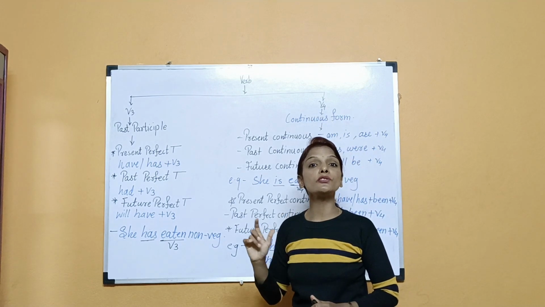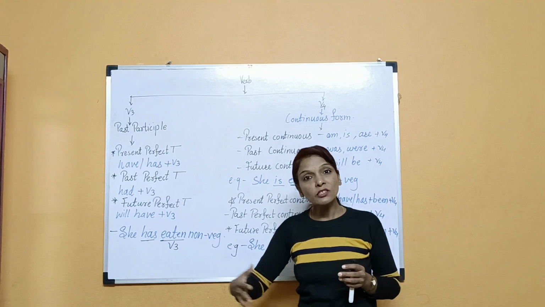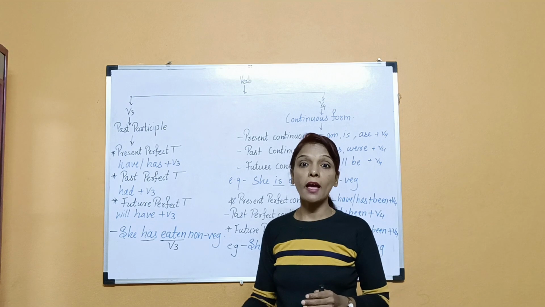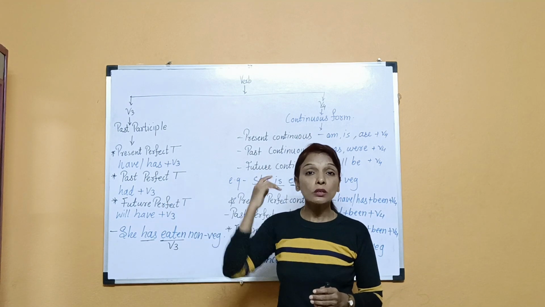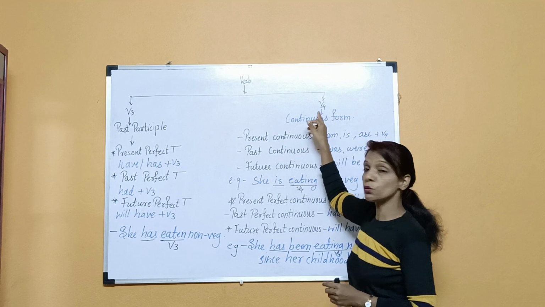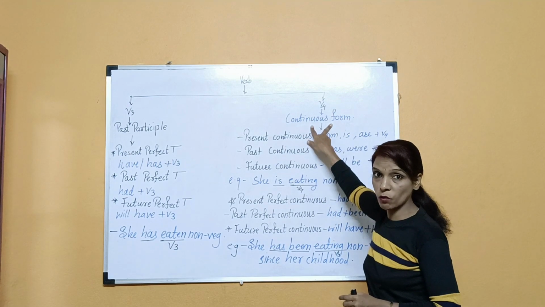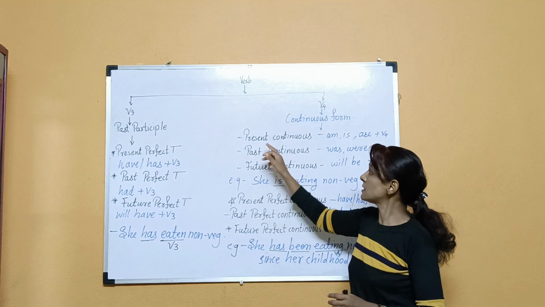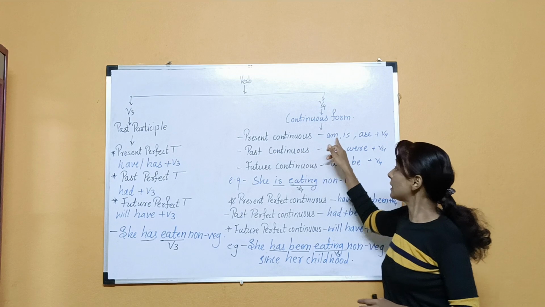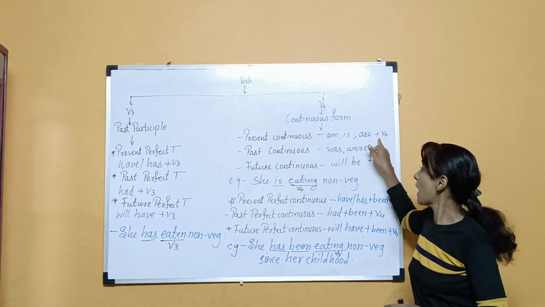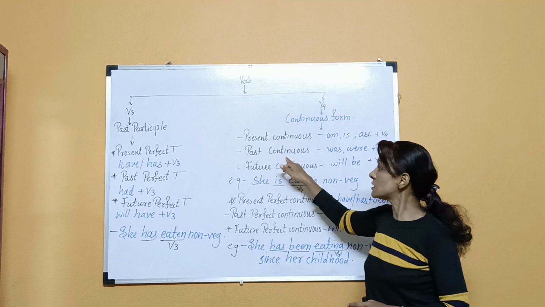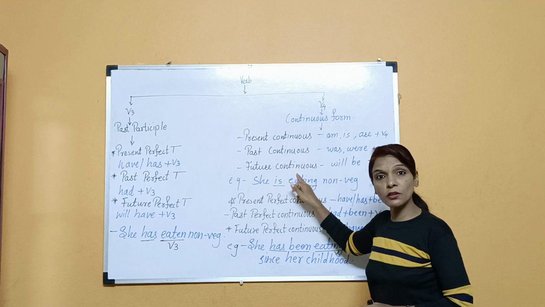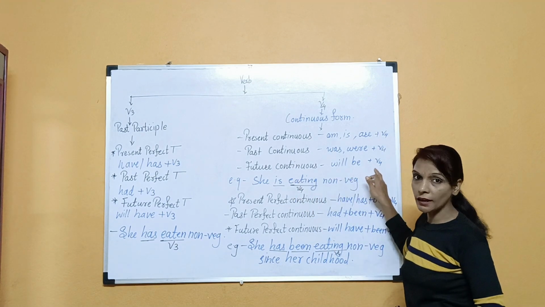Now the next term, that is V4. V4 is called the continuous form. So whatever action is going on, action was going on and action will be going on, at that time we have to use V4, that means the continuous form. And this form we are using for six tenses. The present continuous tense with am, is, are as our tense indicator and the V4 form. Past continuous tense with was and were as the tense indicator and the V4 form. Future continuous tense, that is will be and the V4 form.